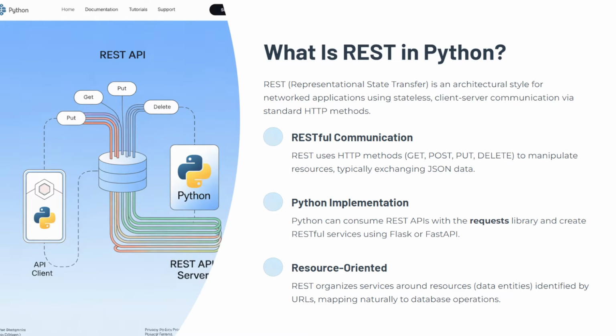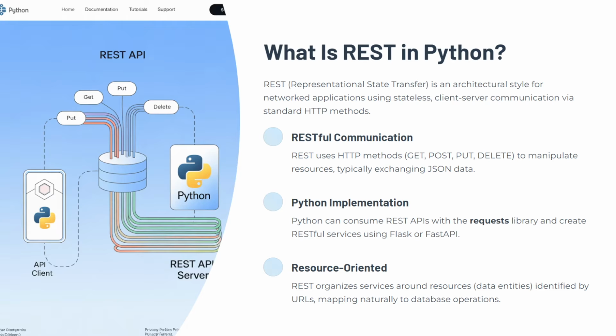In this video, we are going to look at what REST is in Python. So, representational state transfer is an architectural style for networked applications using stateless client-server communication via HTTP methods. Representational state transfer is also known as REST or RESTful. So RESTful communication uses HTTP methods like get, post, put, delete to manipulate resources, typically exchanging JSON data.